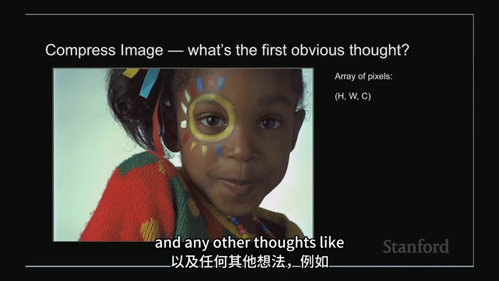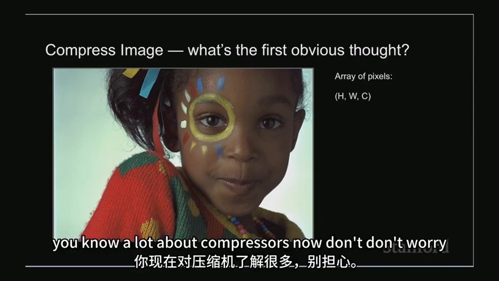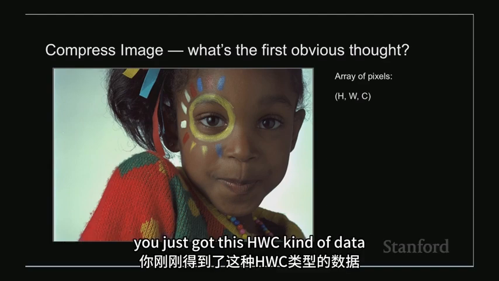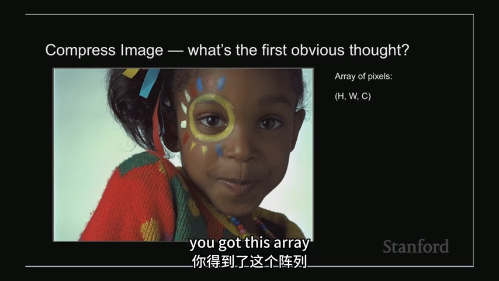Any other thoughts? All of you know a lot about compressors now, don't worry. You just got this HWC kind of data. Don't even think it's image data. You got this array. What can you do? No takers?